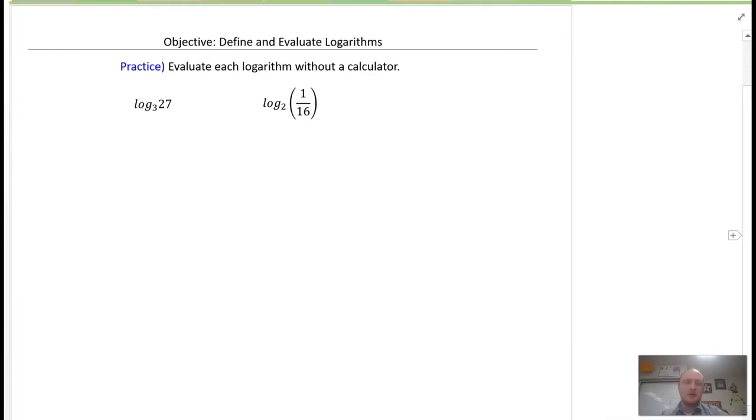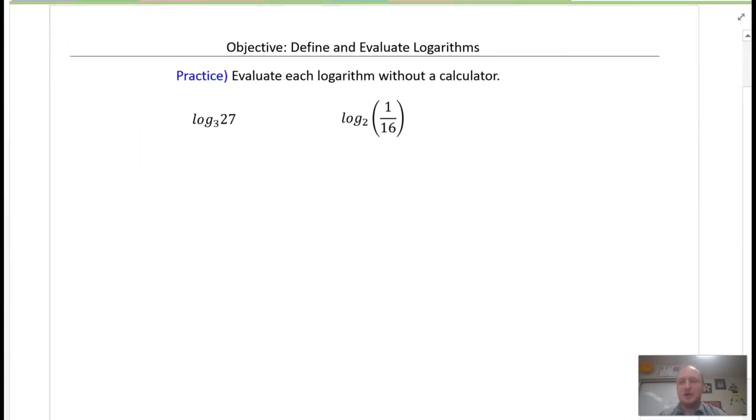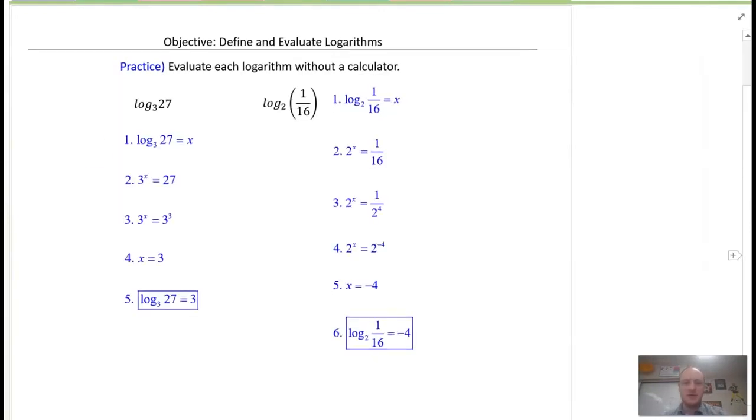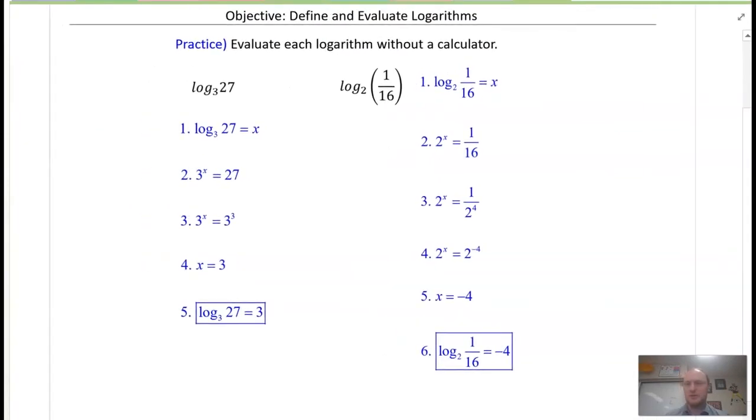Okay. Here are some practice problems. Please go ahead, pause the video. I want you to try these now. All right, so I'll assume that you have paused the video and tried these examples, and here are the solutions. Okay. Did you get them? Good job.